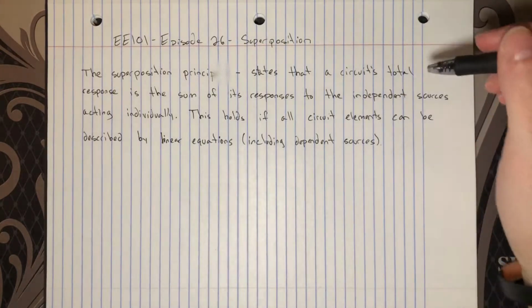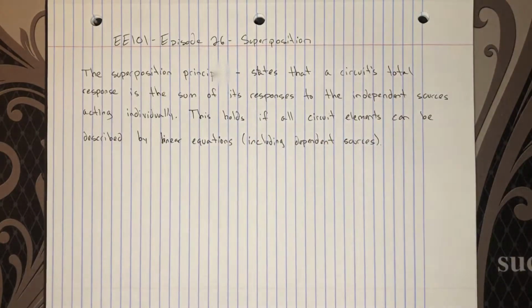What does it mean that the independent sources are acting individually? So what we're going to do here is wind up zeroing different independent sources and looking at the effect that just a single source has on the circuit at one time, and then effectively add them all up at the end. And we'll find that the whole is equal to the sum of the parts. And the main caveat here is that every circuit element has to be describable by a linear equation, and this includes dependent sources in the circuit.